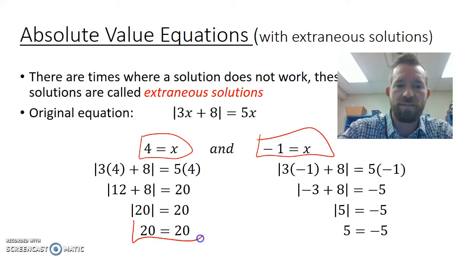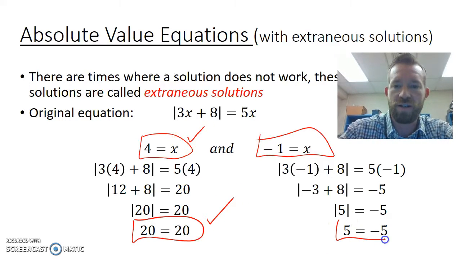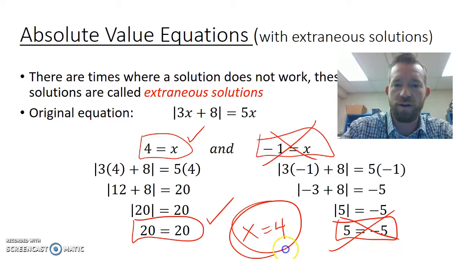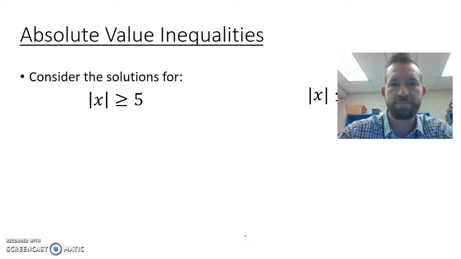And what you see here is you have 20 equals 20, meaning this is a solution. That works. x equals 4 works. Whereas here, you get a false statement. 5 does not equal negative 5, which means negative 1 is not an answer. So at the end of this problem, we just say x equals 4. That's our final answer to this problem.